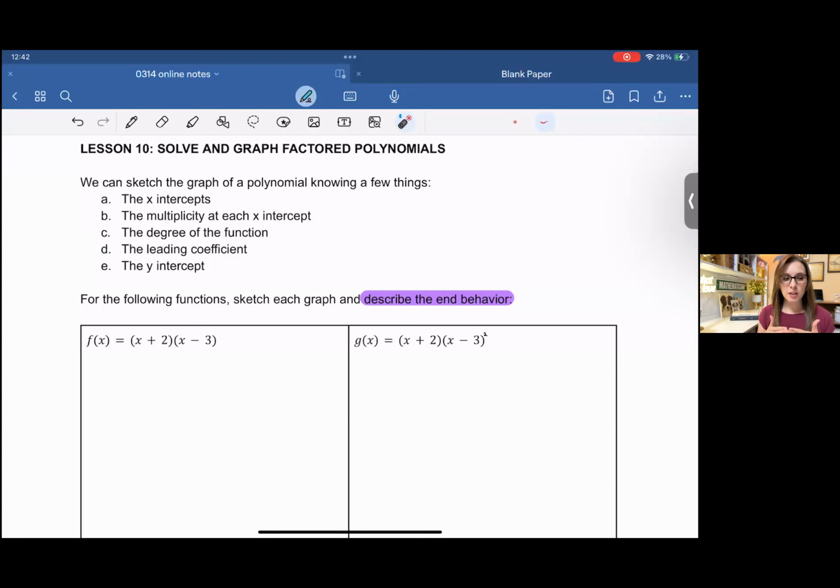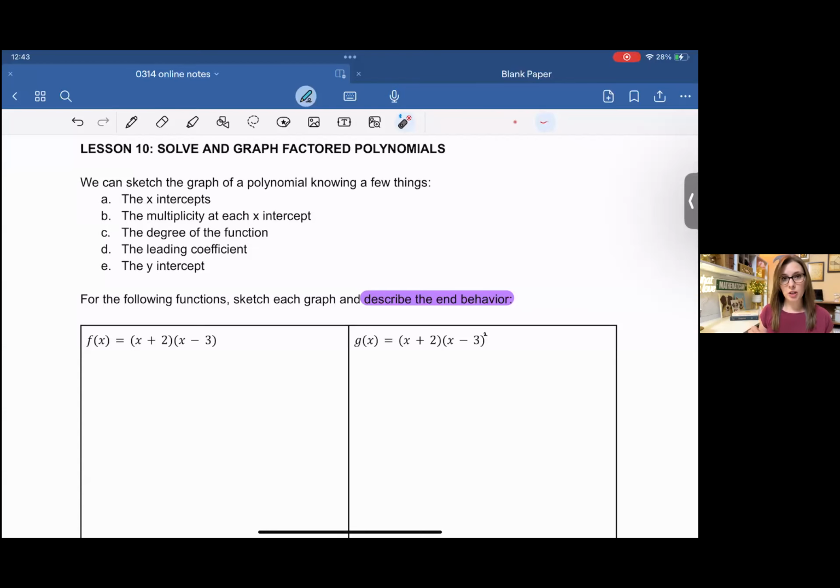So our end goal is to sketch the graph, but to do that, we still have to dissect it. And that means finding the x-intercepts, the multiplicity, the degree, the leading coefficient, the y-intercept, all that stuff. Because remember from the last lesson, I showed you a little preview of maybe what the graph would look like, because all of that plays into this.